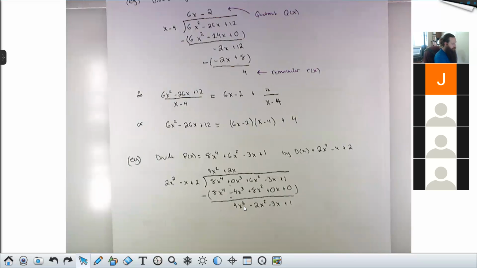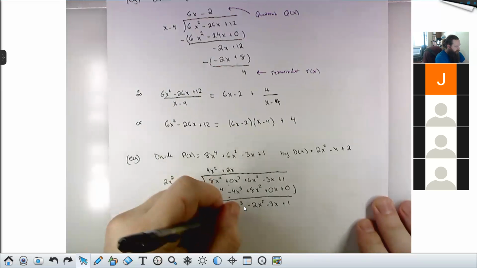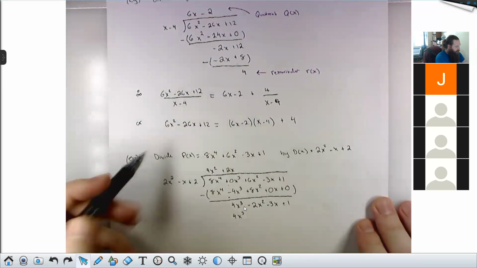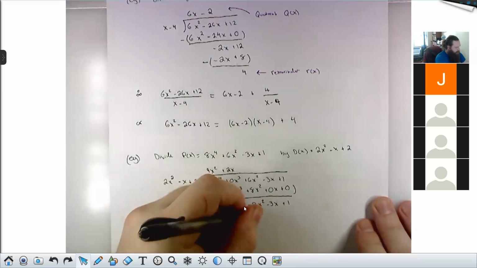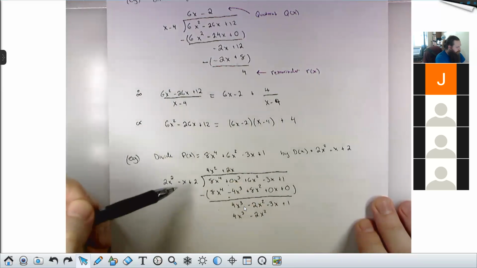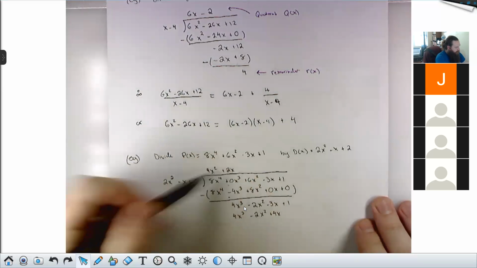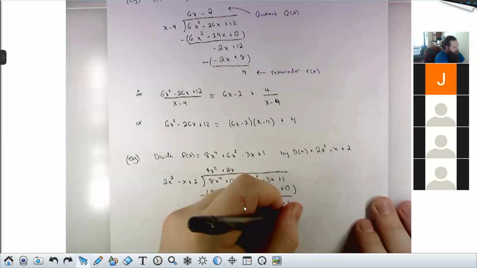And then I'll distribute the 2x, just the 2x, 2x times this whole thing. 2x times 2x squared is 4x cubed. 2x times negative x is minus 2x squared. Well, that's neat. 2x times positive 2 is plus 4x. And then there is no term here that's going to give me a constant, so I write the plus 0.